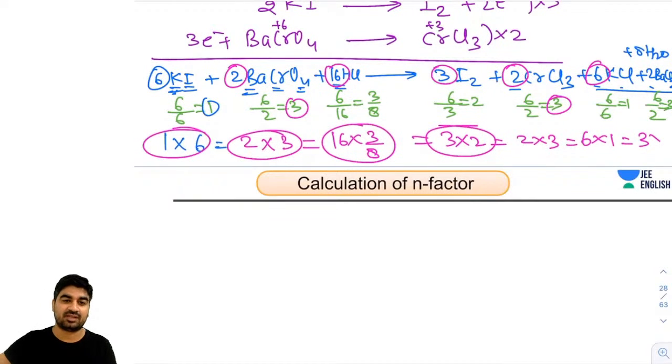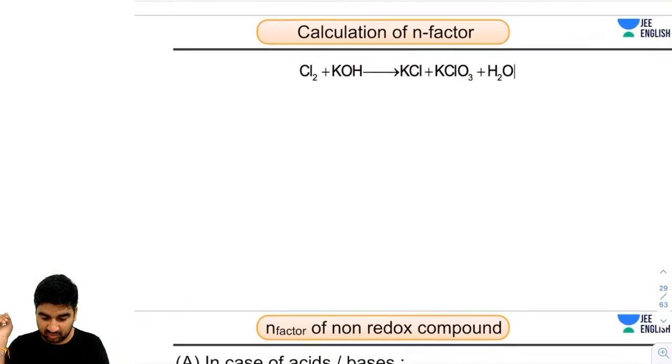Number of equivalents for each product and each reactant is 6. Tell me guys if you have any doubt. Any doubt? Done? So this is the law of chemical equivalence. I've done this. So guys, now solve this one.